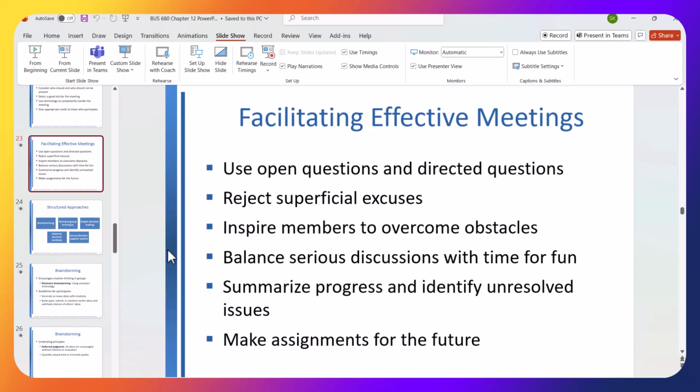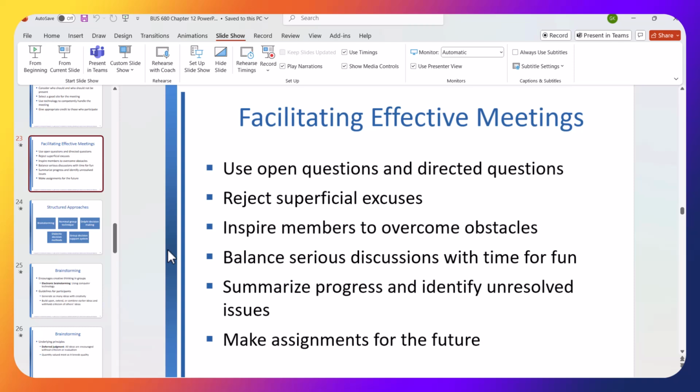Facilitate effective meetings. Use open questions and directed questions. Reject superficial excuses. Inspire members to overcome obstacles. Balance serious discussions with time for fun. Summarize progress and identify unresolved issues. Make assignments for the future. So when you see facilitating these types of meetings, one of the things you want to do is facilitate the type of meeting. You want to make sure it keeps going.